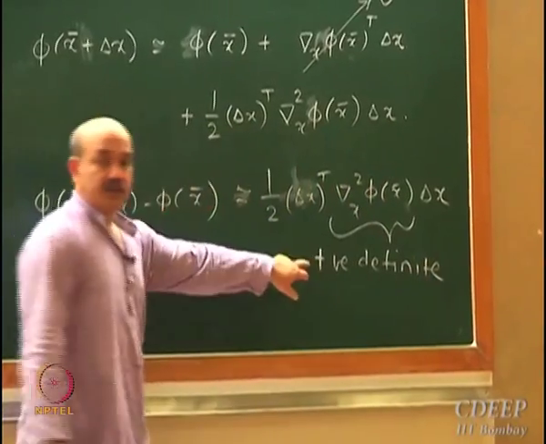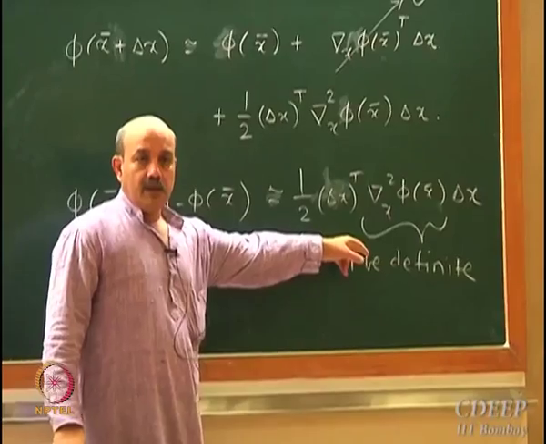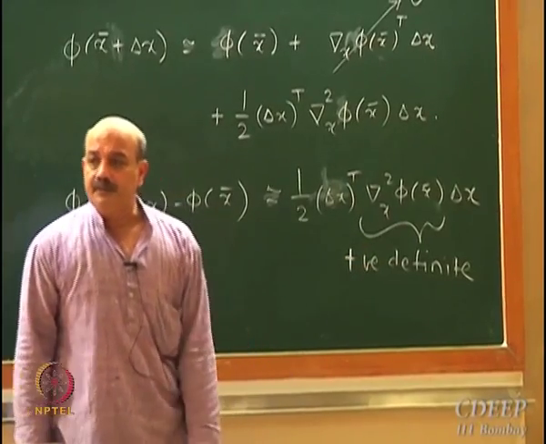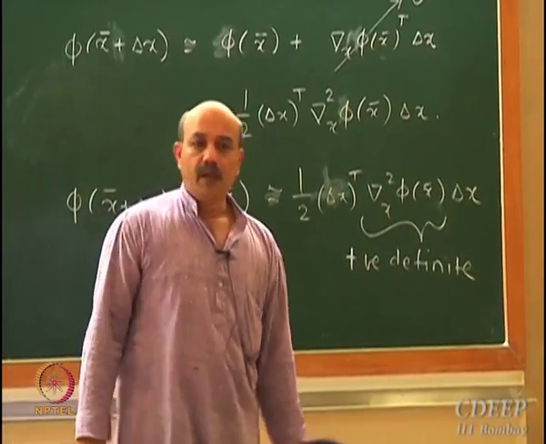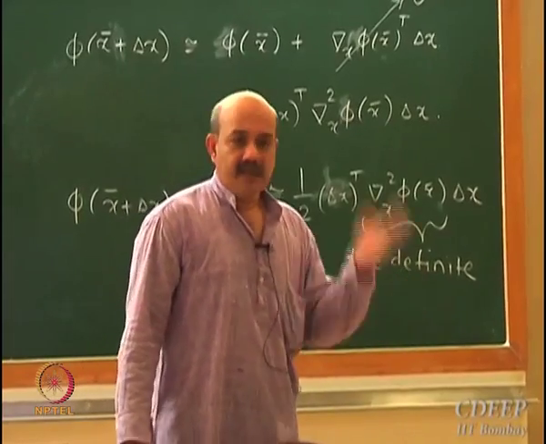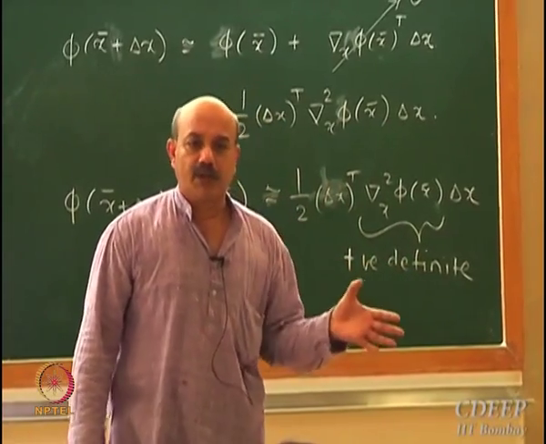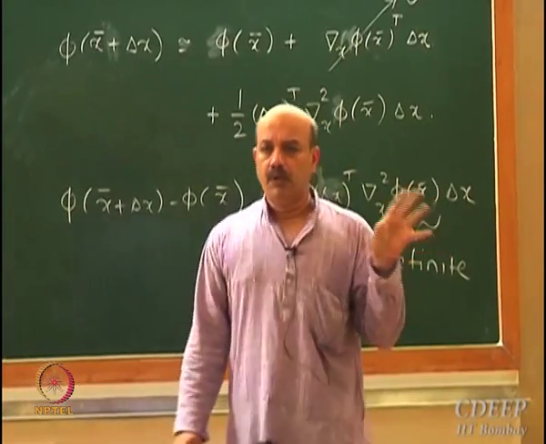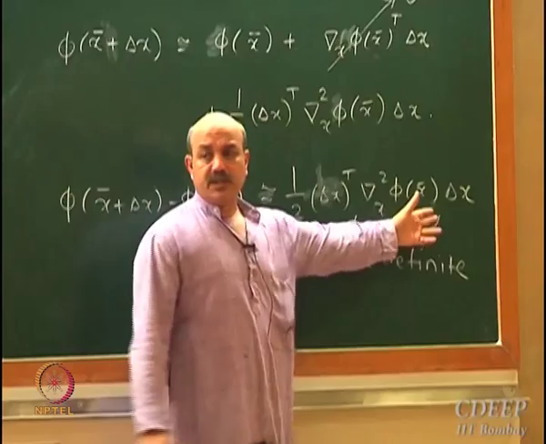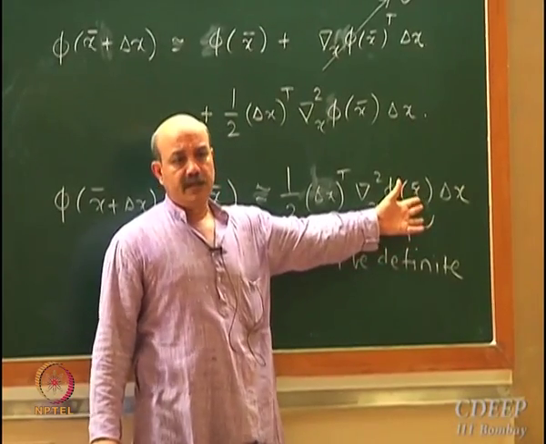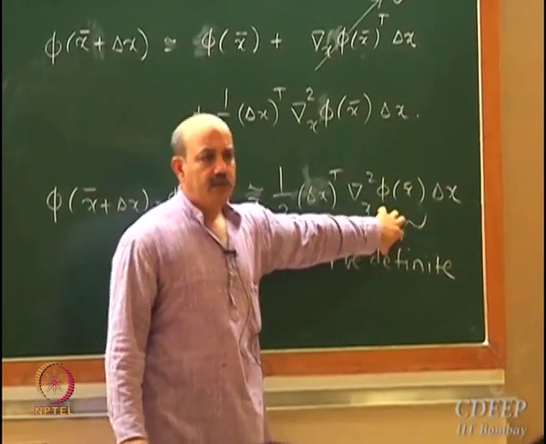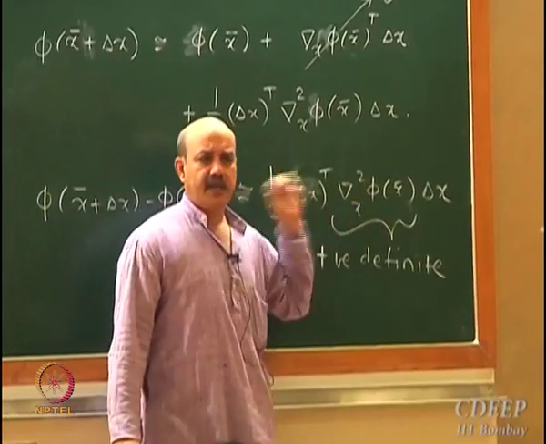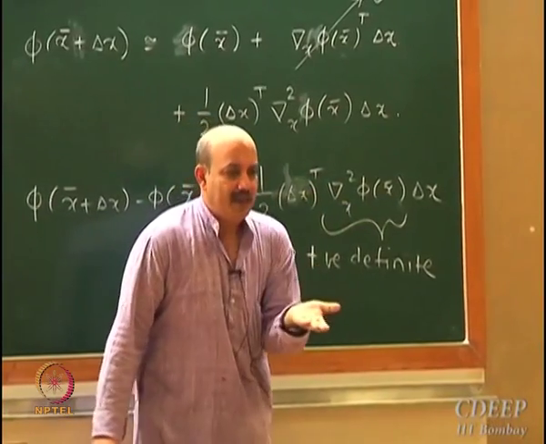What is the definition of positive definiteness? X transpose AX is always greater than 0 for any non-zero X. In any direction I try to move, this will always be positive. That is a positive definite matrix. If this is always positive, irrespective of whichever direction I try to move away from x bar, then x bar is a minimum.